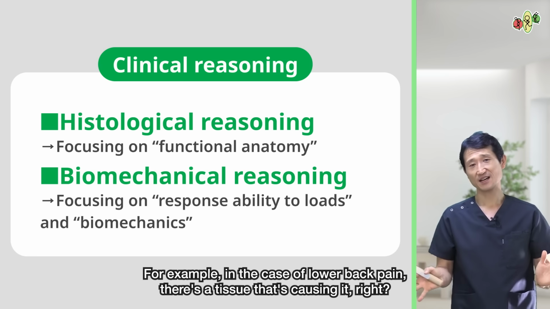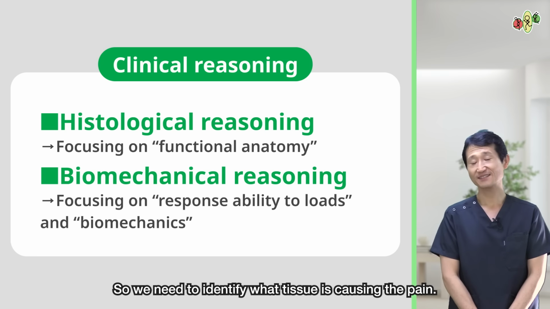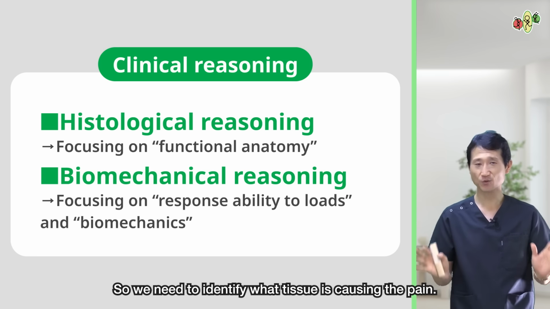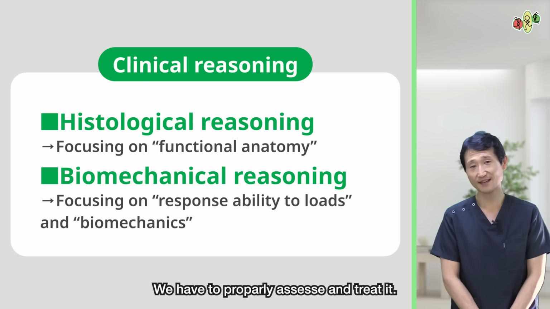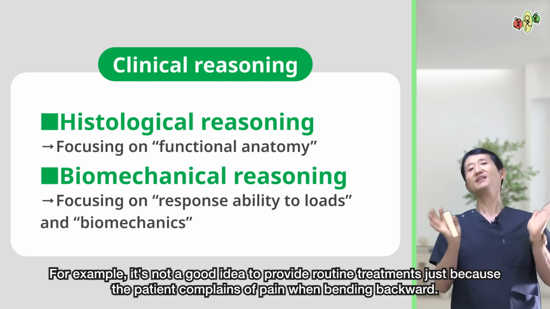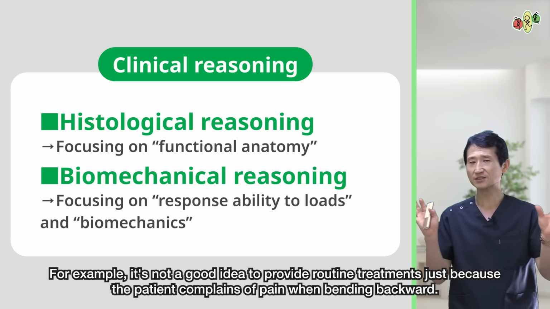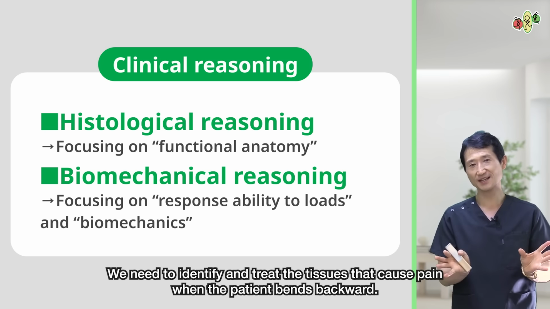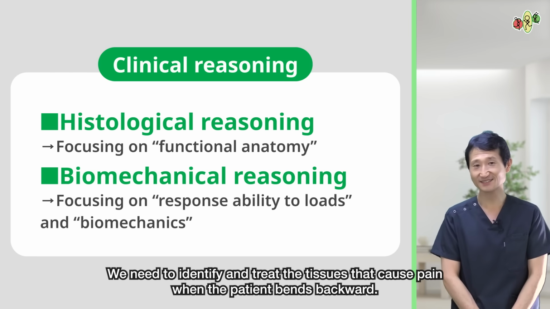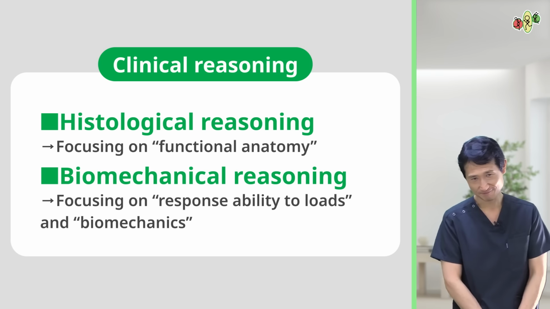For example, in the case of lower back pain, there's a tissue that's causing it, right? So we need to identify what tissue is causing the pain. We have to properly assess and treat it. For example, it's not a good idea to provide routine treatments just because the patient complains of pain when bending backward. We need to identify and treat the tissues that cause pain when the patient bends backward. This concept is absolutely necessary.